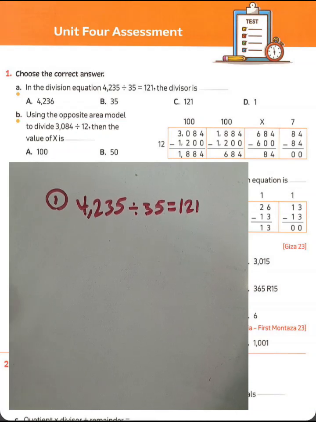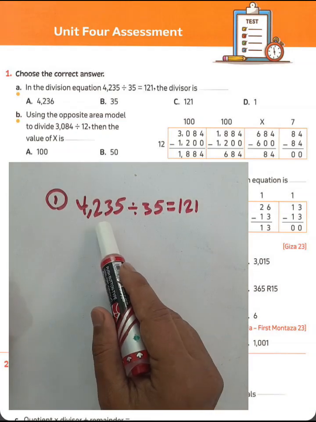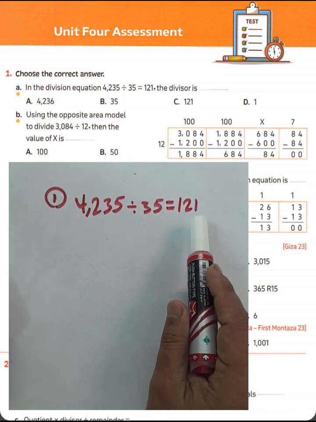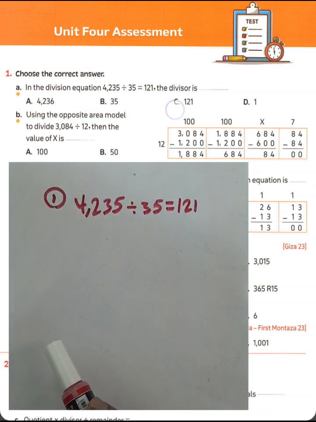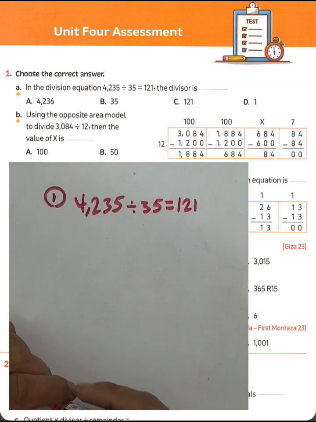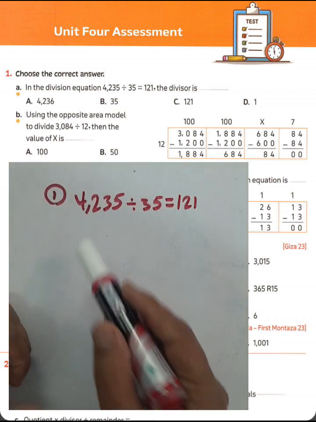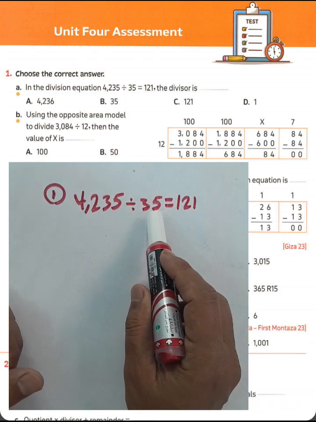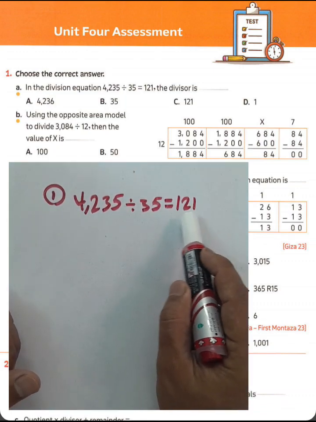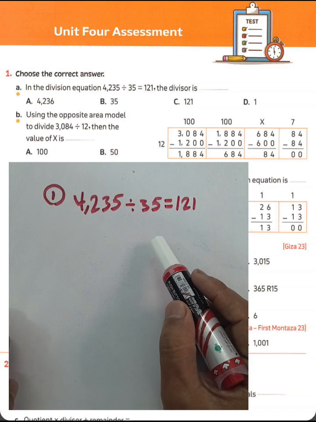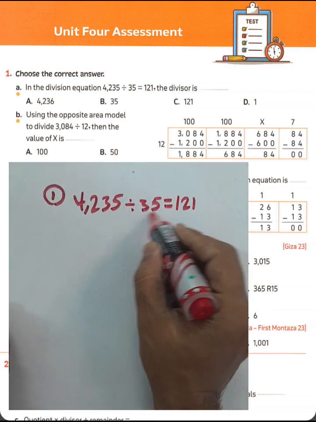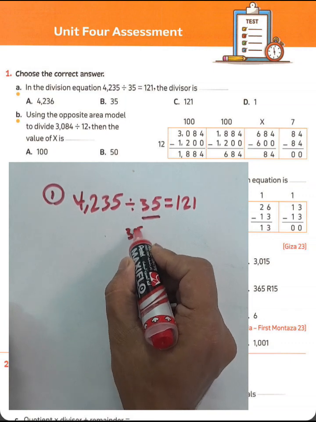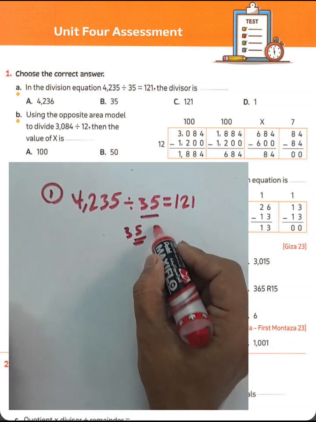Choose the correct answer. In the division 4235 divided by 35 equals 121, you want to find the divisor in this division. Okay, 4235 we call the dividend, 35 the divisor, and 121 the quotient. Then 35 here is the divisor, so the result will be 35. Choose letter B for question number 1.